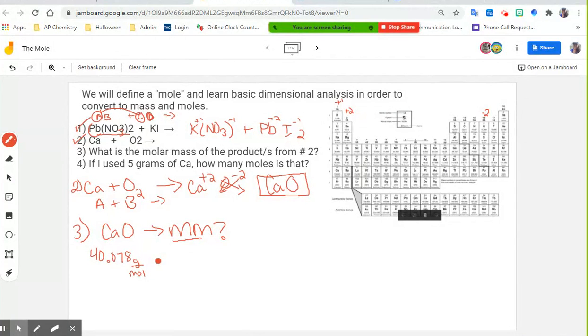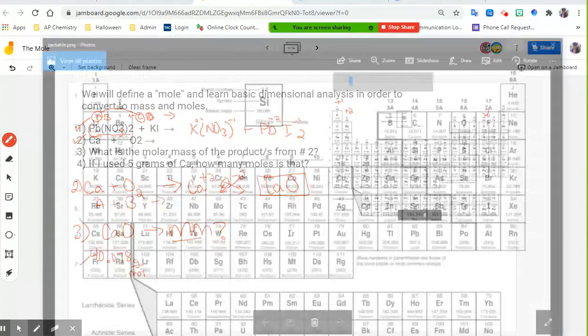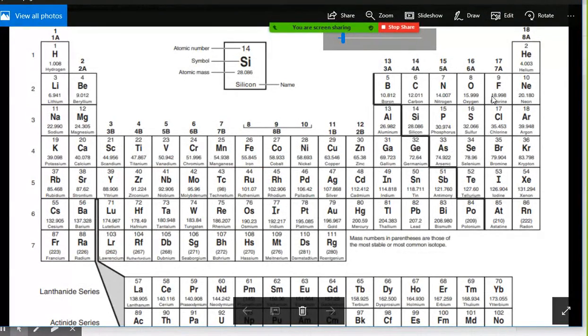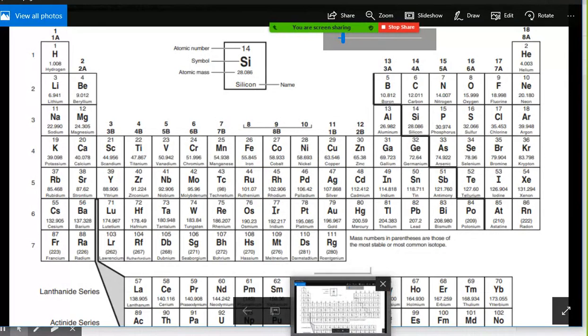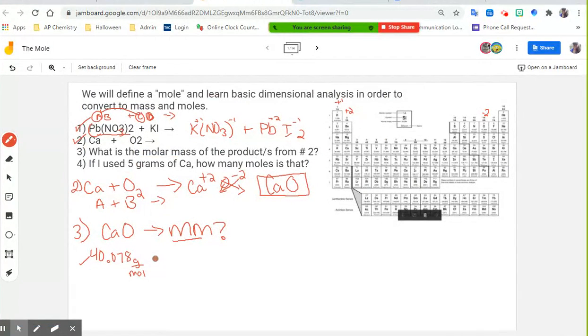That's 6.02 times 10 to the 23rd particles, right? So that many particles weighs 40.078 grams. Okay. Then we have oxygen. Oxygen we find on the periodic table right here. We have 15.999, right? So we have plus oxygen, which is going to be 15.999. And again, that is grams per mole.